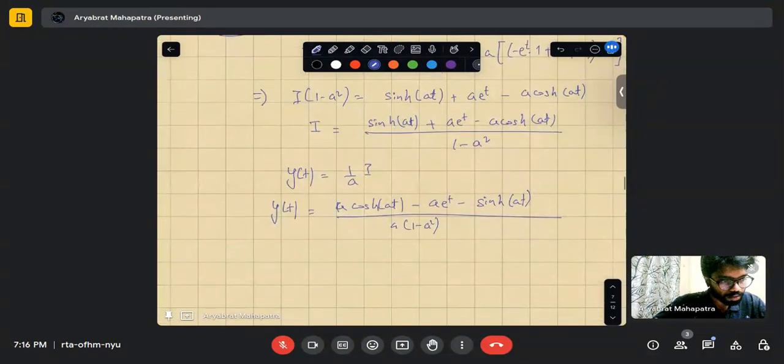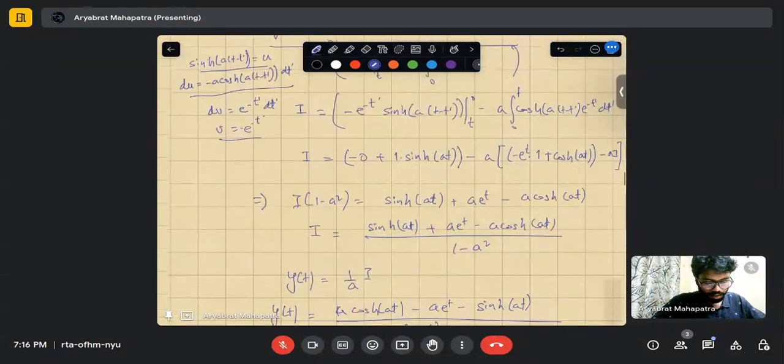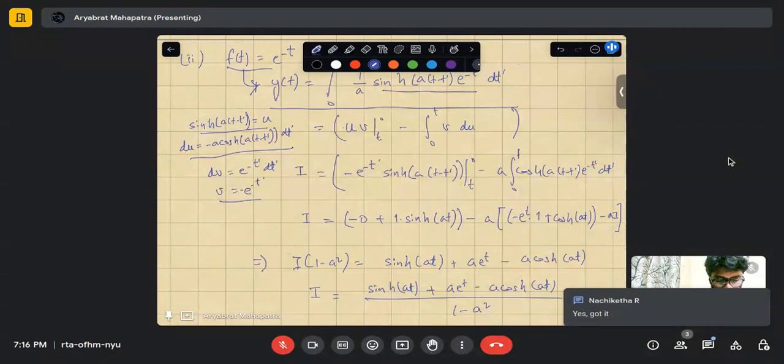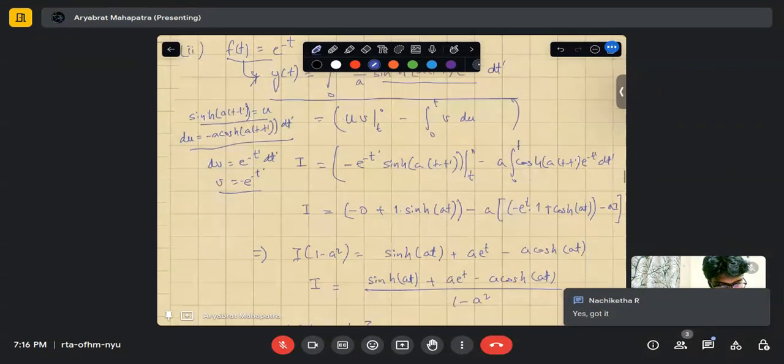The previous one was just a differential equation. You have to check it yourself. Okay.